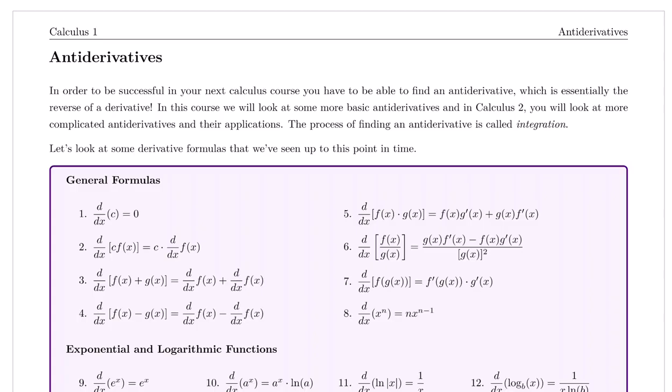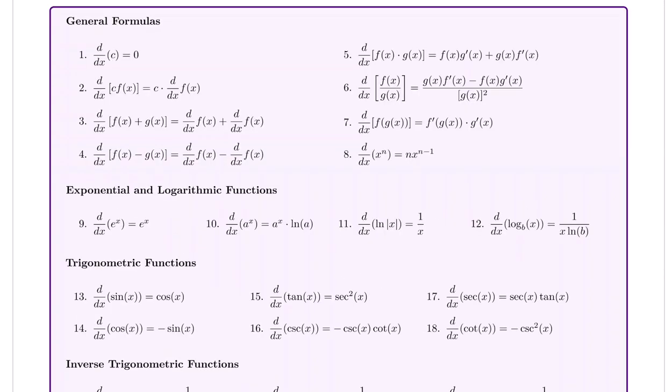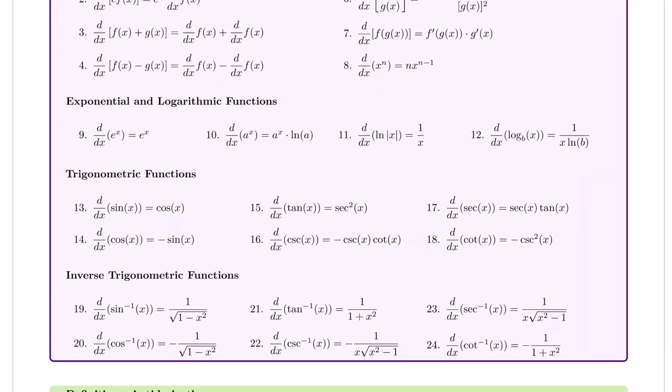Let's look at some derivative formulas that we have seen up to this point in time. So here are some general formulas. We've taken derivatives of exponential and logarithmic functions, trig functions, and inverse trig functions up to this point in time. So it's important that you have these formulas memorized so that we can move in both directions, taking a derivative and finding an antiderivative. So please make sure that you have these formulas memorized.